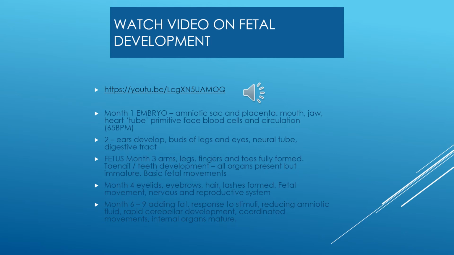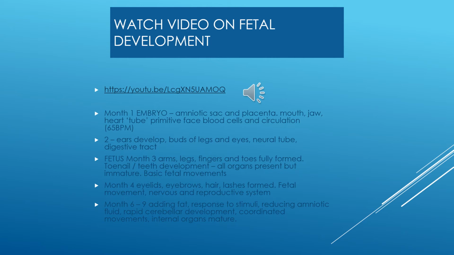You can see the mouth and the jaw starting to develop. You can start to see the heart, and that primitive tube changes into a face and cells. You start to see circulation. At month 2, you start to see the ears develop, leg buds and eyes, the neural tube and the digestive tract starting to develop and increase.